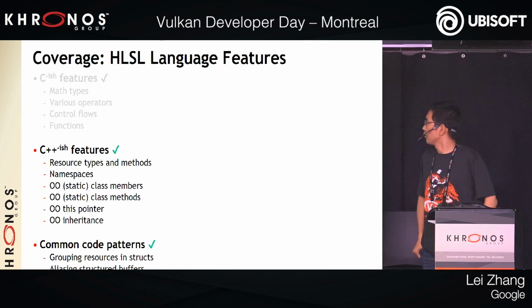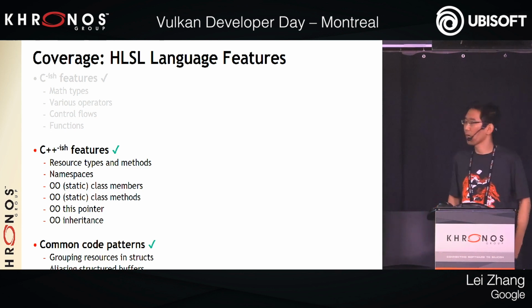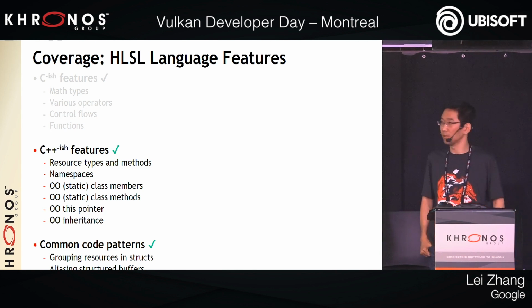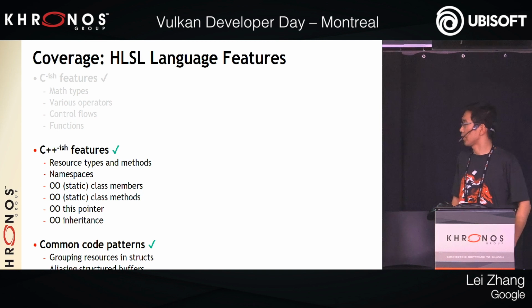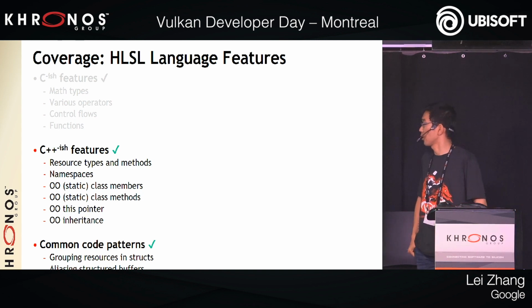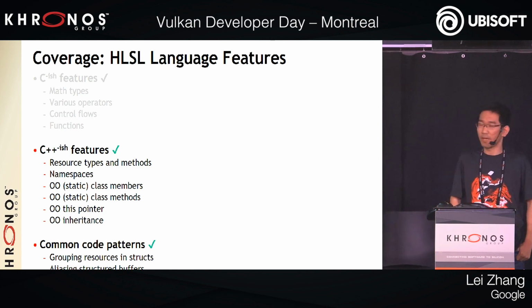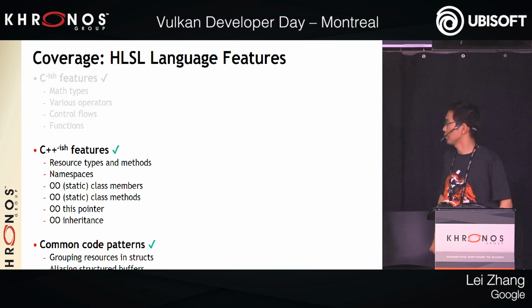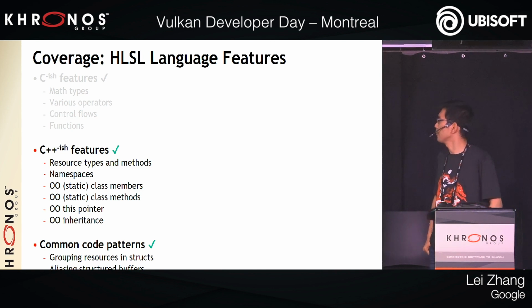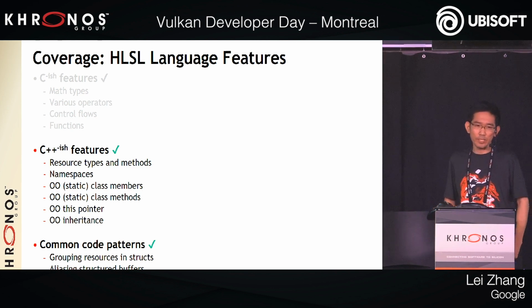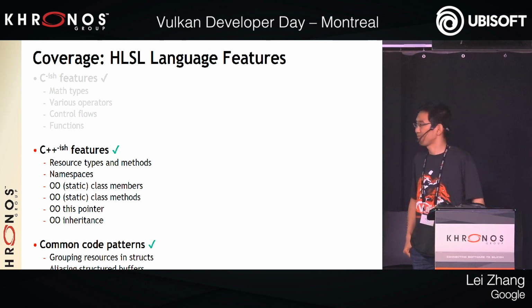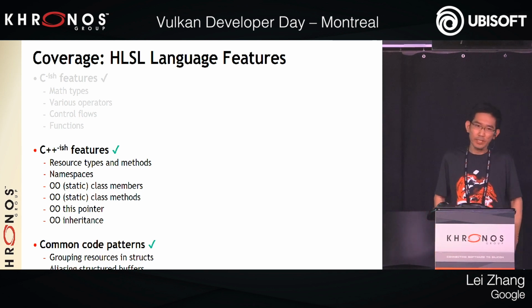And on the language features side, we covered HLSL features a long time ago. Recently, DXC has much better C++ features coverage. Resource types and their associated methods are all covered, unless not translatable to Vulkan. Namespaces are supported. This includes various symbol resolution cases.